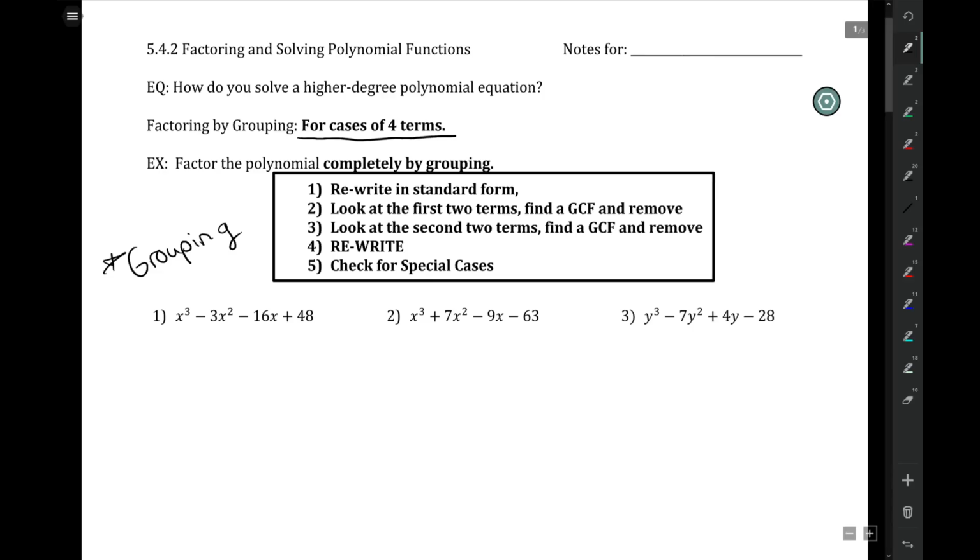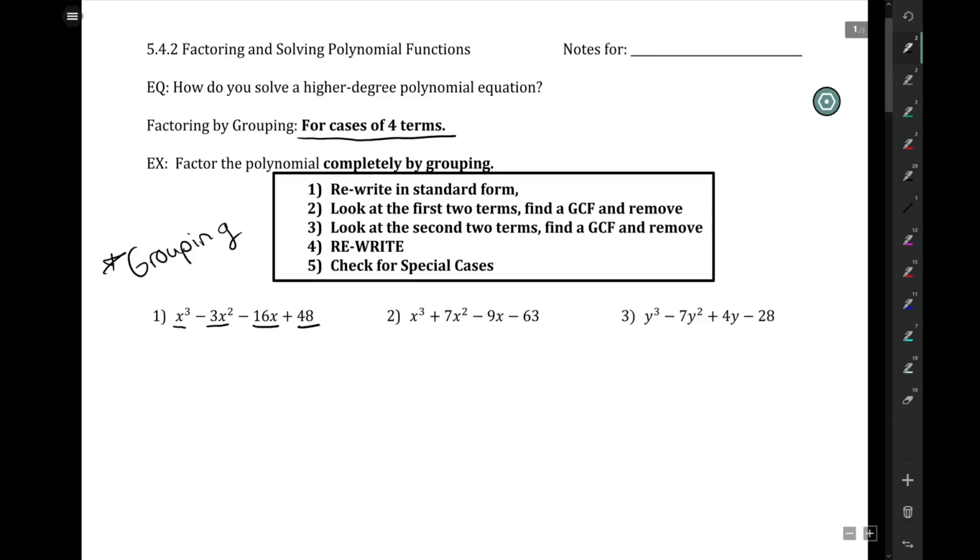You need to use what I call the grouperang. So it's like a boomerang, only a G. Okay, yeah. Anyway, factoring by grouping, not too hard here, okay? Again, you need to do it when there's 4 terms. So there's 1, 2, 3, 4.